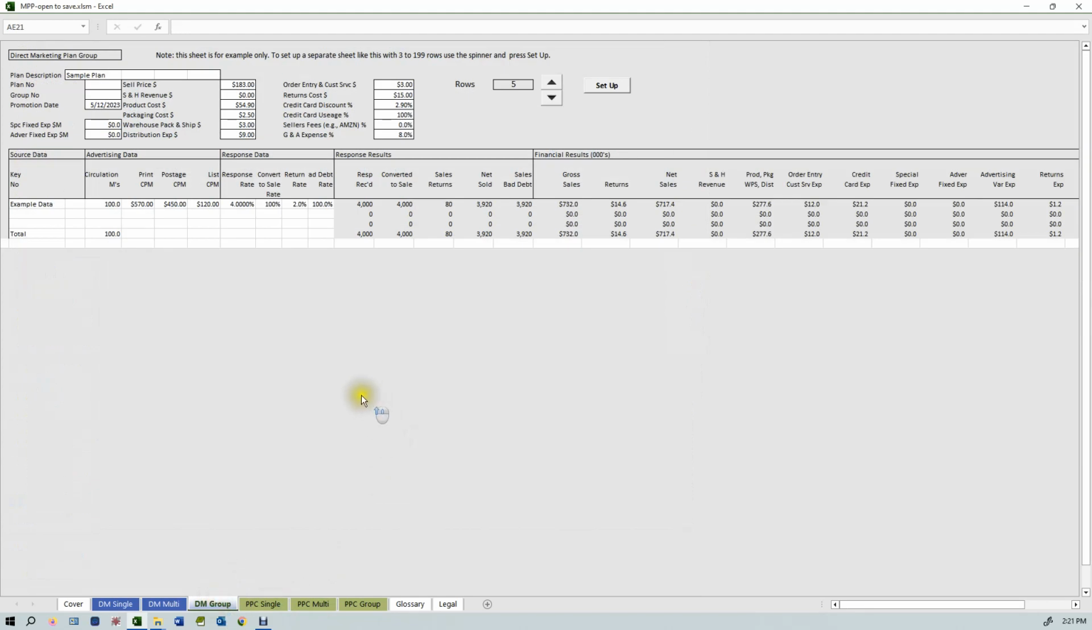DM Group is the template that you use when you have many key codes or many keywords or keyword groups, and you dial in the number of rows that you want in the calculating area, and press setup, and it creates a totally separate workbook you then use to input your numbers and create all your calculations.